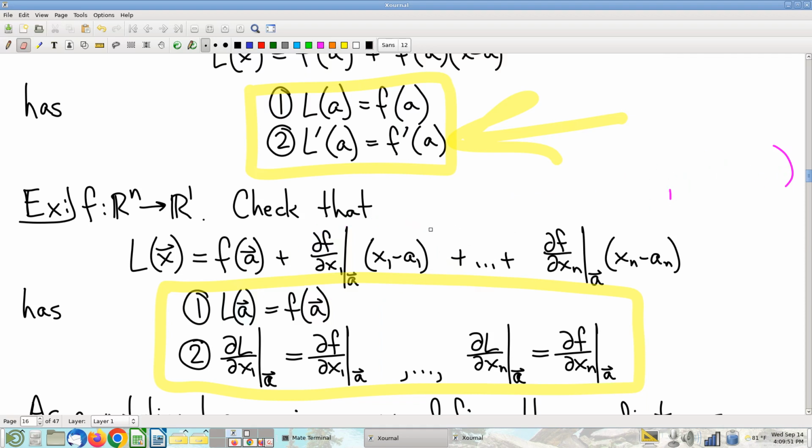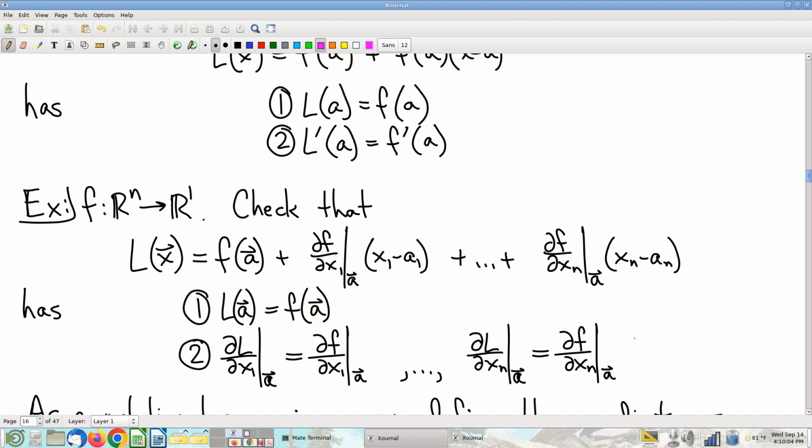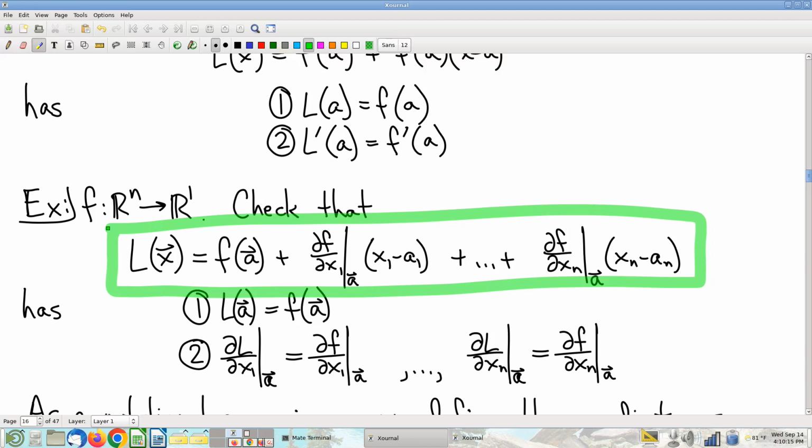Yeah. So, this is what it means to be a linear approximation to a multivariable function. Notice, multivariable function. And what's the function that does it? Well, here it is. And you can confirm for yourself that this works. This is the function that has these properties. This is the function that shares value and partial derivatives with f at that point A.